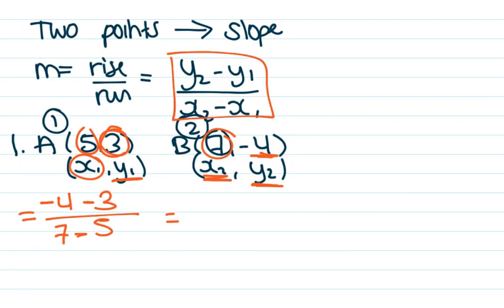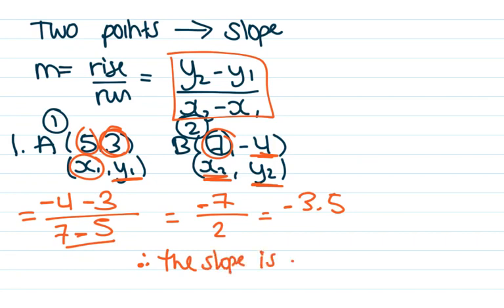Now I have -4 minus 3 is -7, over 7 minus 5 is 2. So, given these 2 points, the slope of this line is -7 over 2, which is the same as -3.5. Therefore, the slope is -3.5.